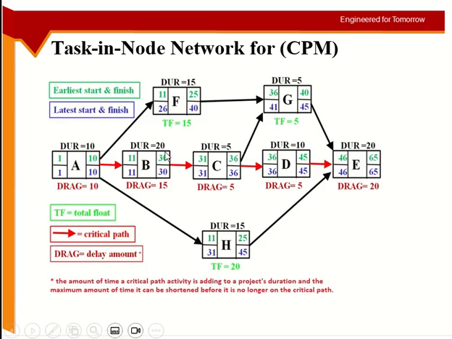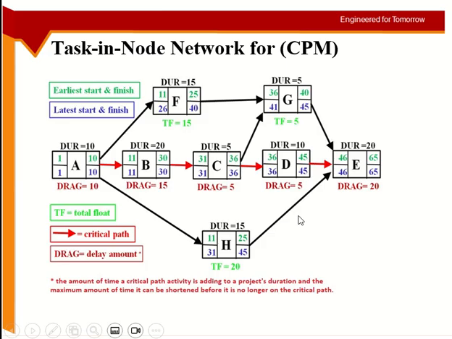So if activity B is reduced from 20 to 19, it will still give the longest duration compared to the other activities. Compared to this one and this one, I still go with activity B on the critical path. It is still the longer one. If I go with 18, 17, 16, same thing. Up to 15, same thing will happen, and then after 15 it starts to change.